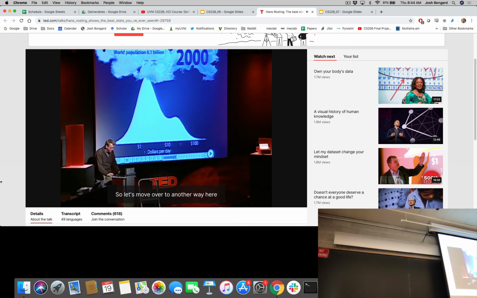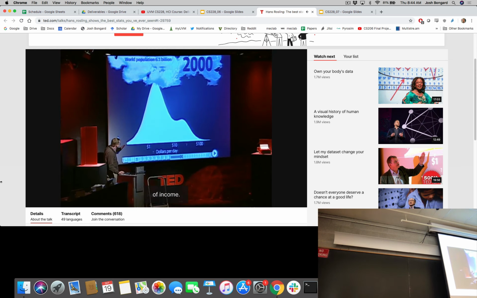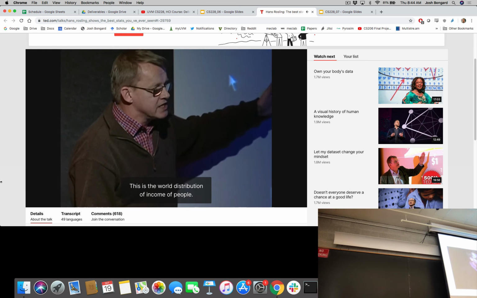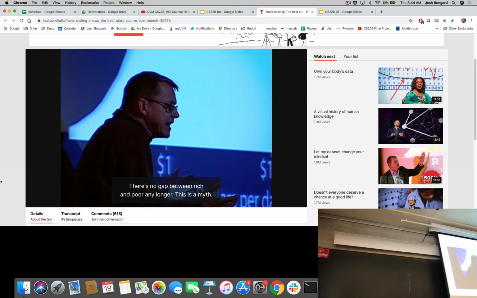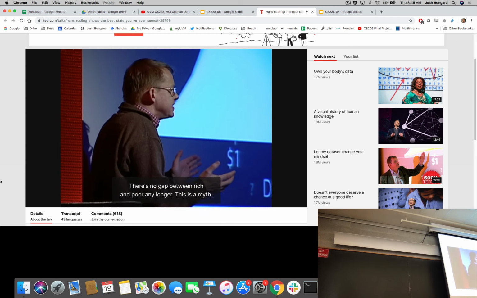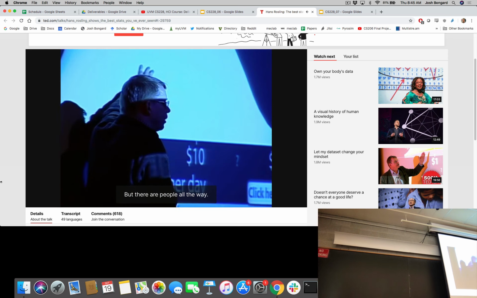So let's move over to another way in which we could display the distribution in the world of the income. This is the world distribution of income of people. $1, $10, or $100 per day. There's no gap between rich and poor any longer. This is a myth. There's a little hump here. But there are people all the way.